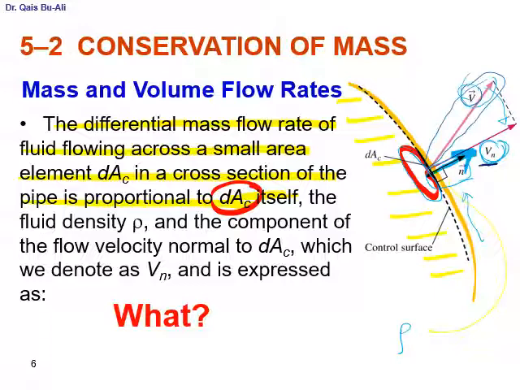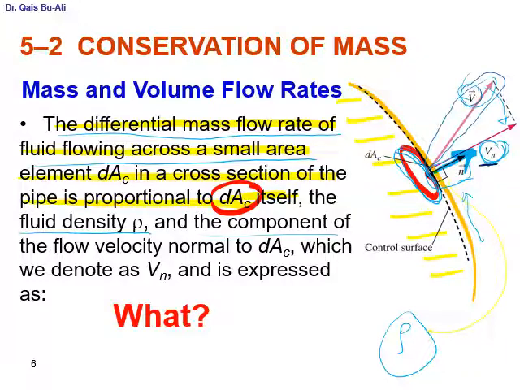So let me again say what is in there. I just explained it. Now I will read the slide with you. So the differential mass flow rate of fluid flowing across a small area: I want the differential mass flow rate. This is what I want. And I have the differential area, dAc. I have the fluid density rho. I have the component of the velocity normal to dAc, which is called Vn. Then what will be the differential mass flow rate? If I have Vn, the normal velocity, dAc, the differential area, and the density of the fluid, then how can I get the differential mass flow rate?